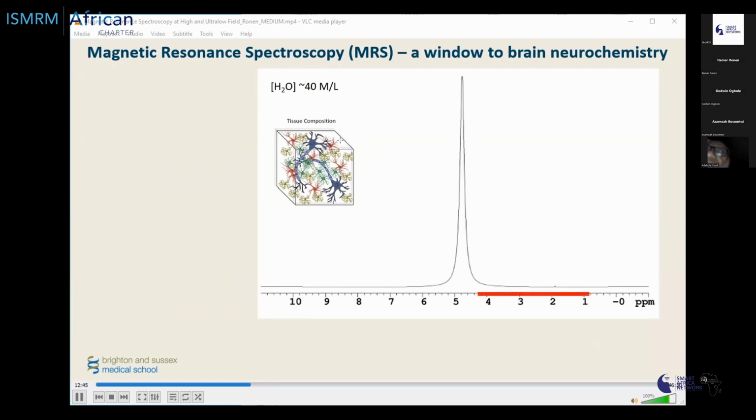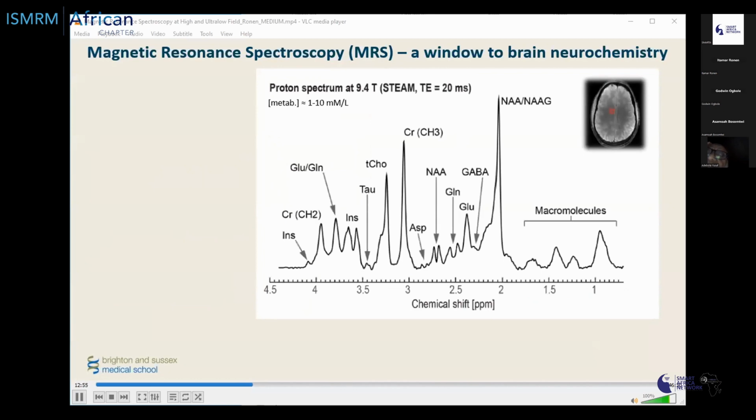And if we get rid of that signal and then focus on the range between 0.5 ppm and, let's say, 2 or 3 ppm, then we have a richness of peaks that are related to the resonances of protons that are attached to small molecules that we can detect because they are in decent concentrations in the brain, so between, let's say, 1 and 10 millimolars. And what are those molecules in the case of the brain?